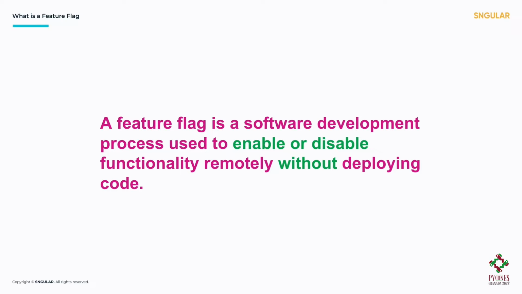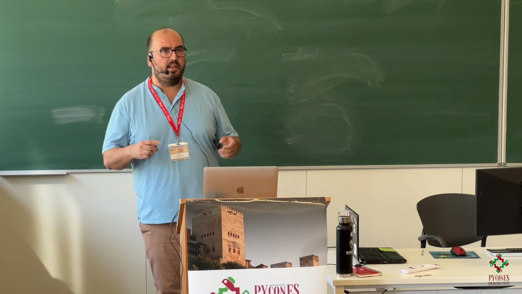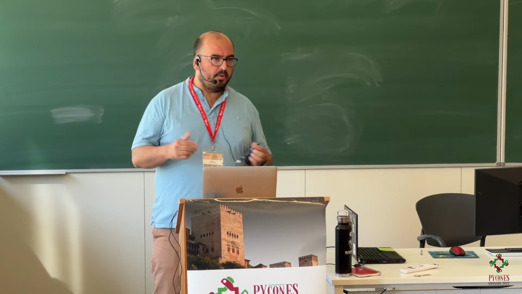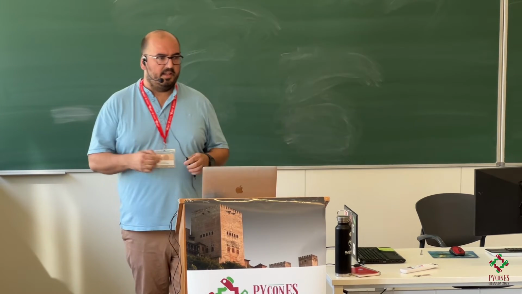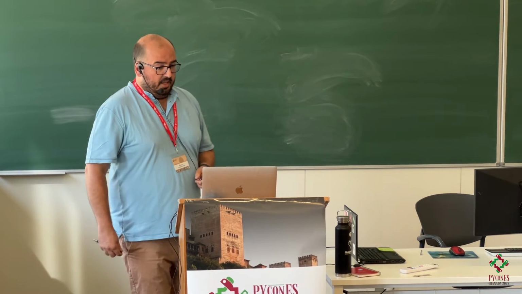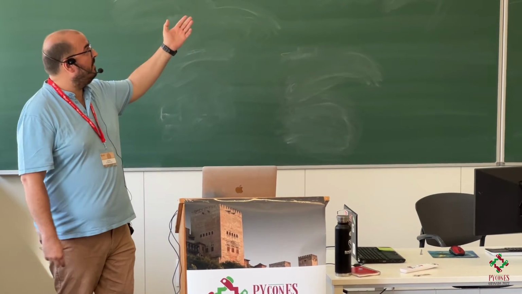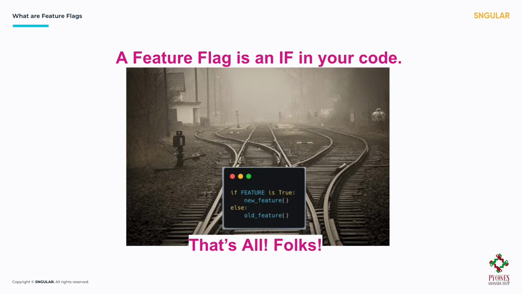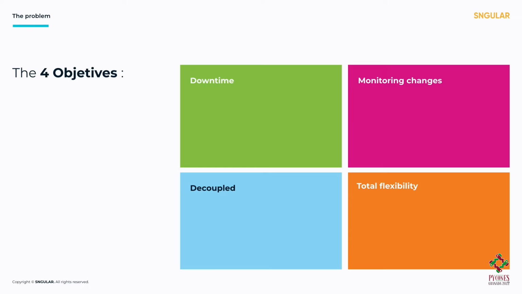A feature flag is a process that allows you to modify the behavior of your system with or without deploying code or any downtime, just on the fly, live. At the end, it's an if in your code. You can save time, it's only that, but when you dig into feature flags, there are more things probably you need to know.